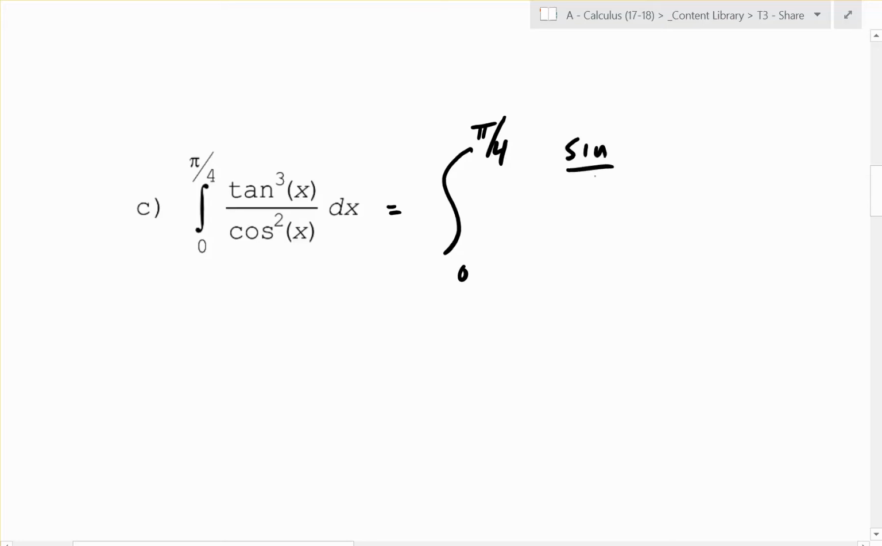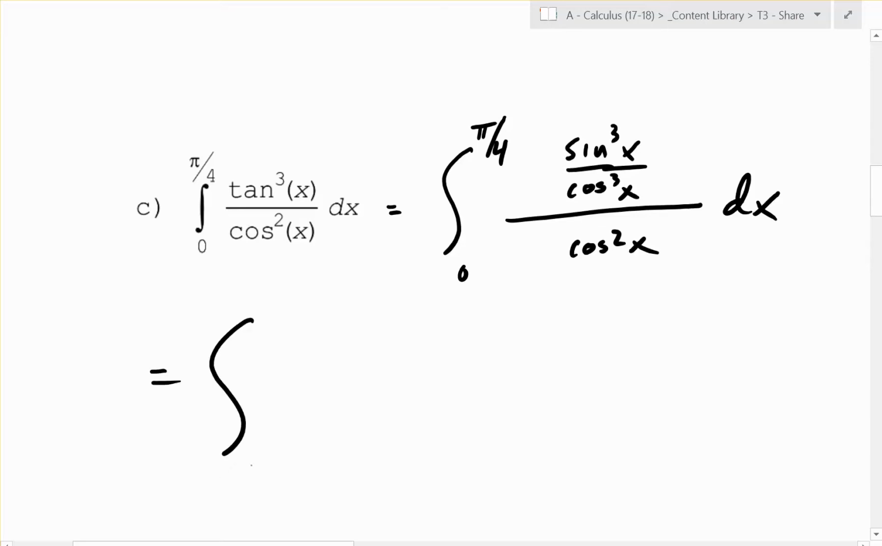Tangent is sine over cosine. So this is sine of x, not theta, sine of x over cosine of x, and both of those are cubed. And it's all over cosine squared of x dx. So if we keep on simplifying, I haven't done any calculus yet. This is going to be sine cubed x over cosine to the 5th x dx.